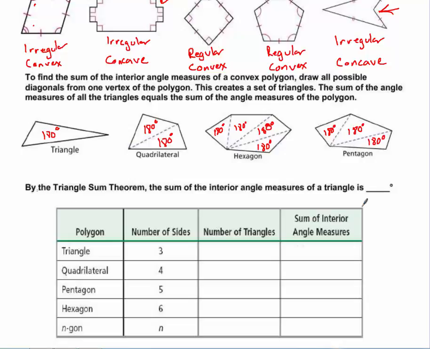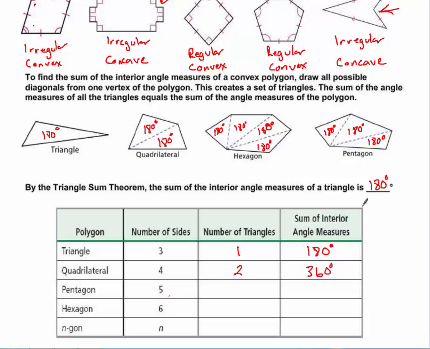Okay, so if we remember our triangle sum theorem, it says that the sum of the interior angle measures of a triangle is 180 degrees. So if we have a triangle, it has three sides. That makes one triangle, and its angles add up to 180. Well, a quadrilateral has four sides. That's what's in this picture. Makes two triangles, and we know that that adds up to 360 degrees.